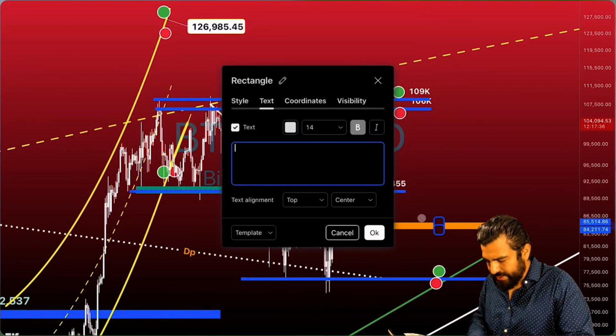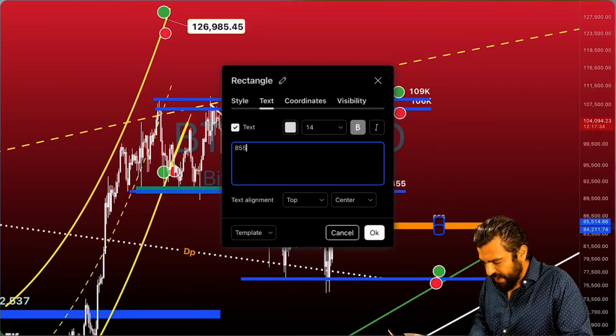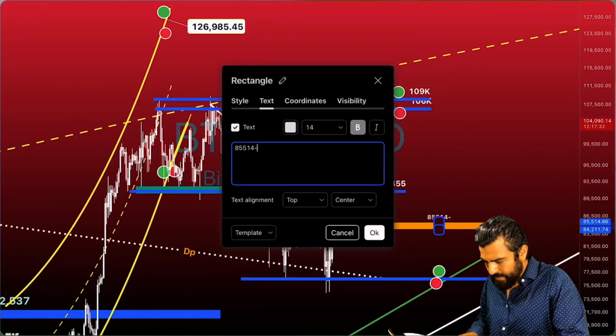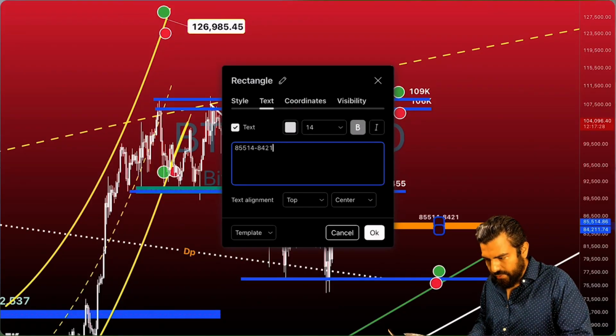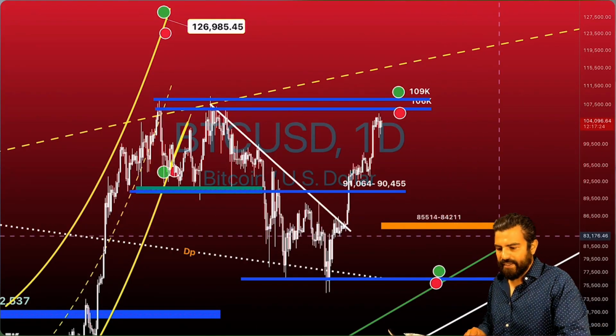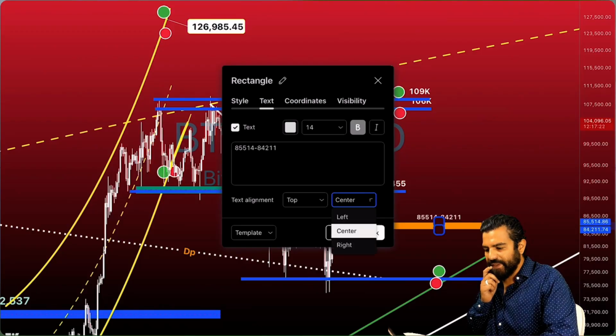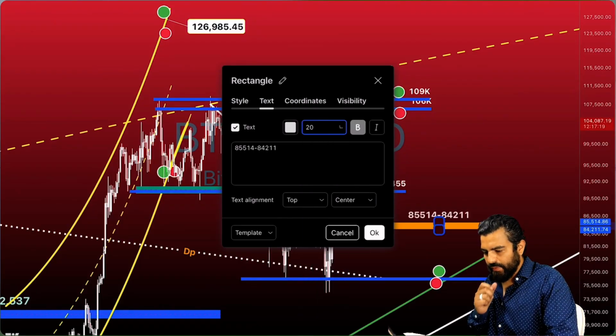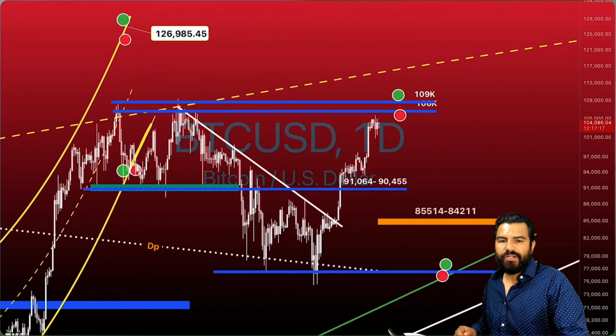I'll put the prices 85,514 to 84,211. Okay, so that's 85,000 to 84,000. We're going to pay attention there. And the other thing we're going to do is add our targets.